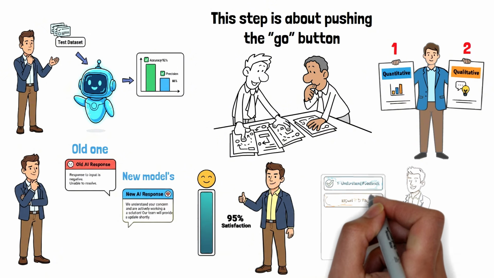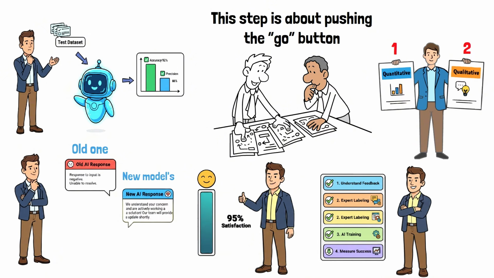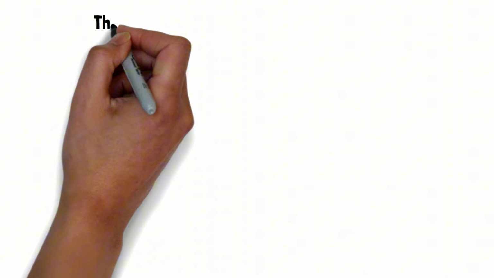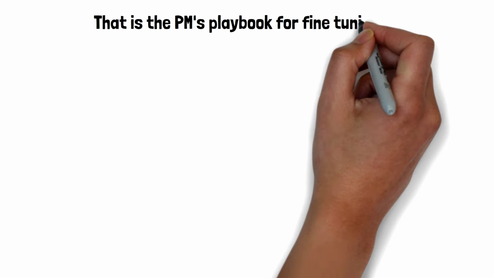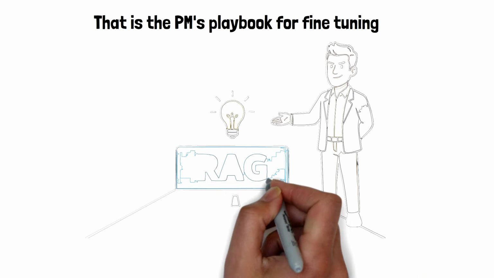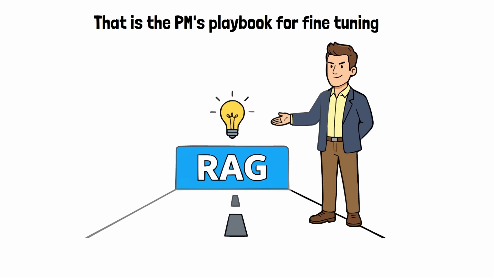Define a narrow goal, prepare high-quality data, oversee the training, and evaluate against both technical and product metrics. That is the PM's playbook for fine-tuning. In the next episode, we explore RAG, the smart alternative to fine-tuning.